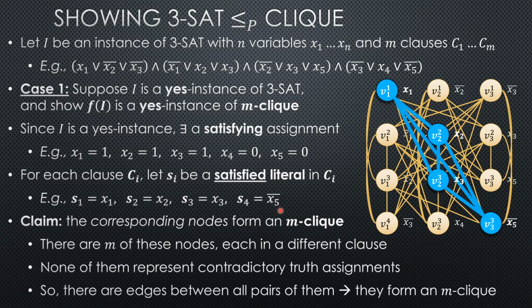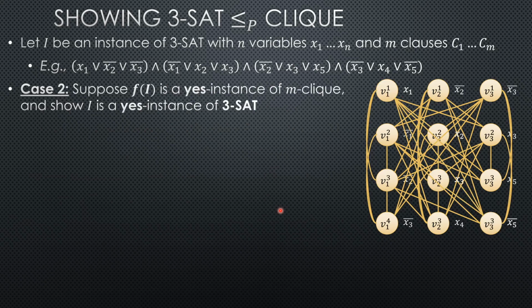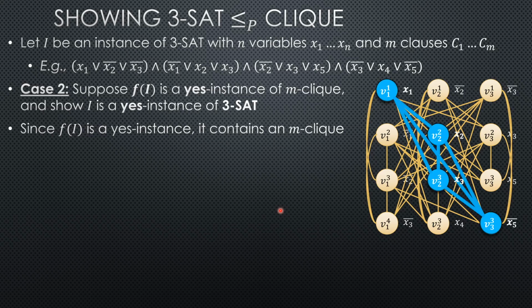Okay? So now let's prove the other direction. Suppose that f of I, our transformed input, is a yes instance of m-clique. It contains an m-clique. We're going to show that the input that we transformed to get f of I is satisfiable. It's a yes instance of 3-SAT. There is a satisfying assignment. So suppose f of I is a yes instance. It contains an m-clique. Okay, so just in our example, we'll draw the m-clique.